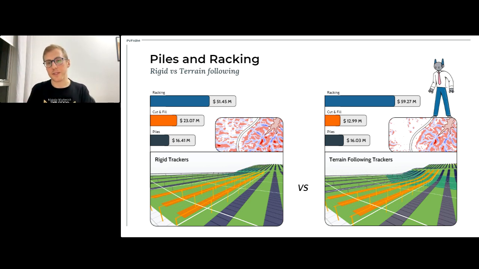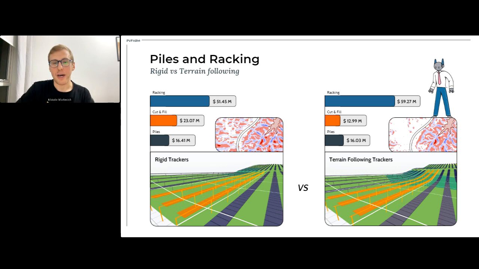And then on the right, you can see the terrain following tracker. And you also can see the cost there, right? Usually people in the industry present terrain following trackers in a way like, okay, we saved that much dirt, or we saved that many millions in cut and fill, right? But there are other aspects. For example, terrain following trackers are typically more expensive, right?